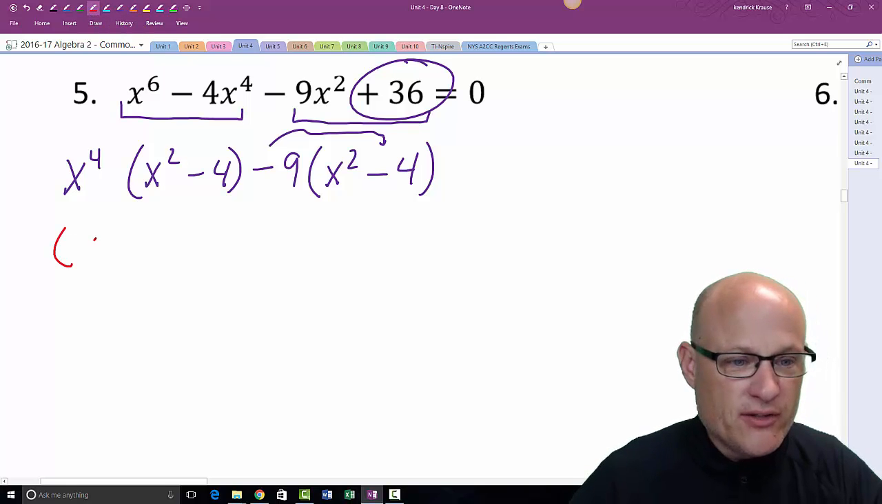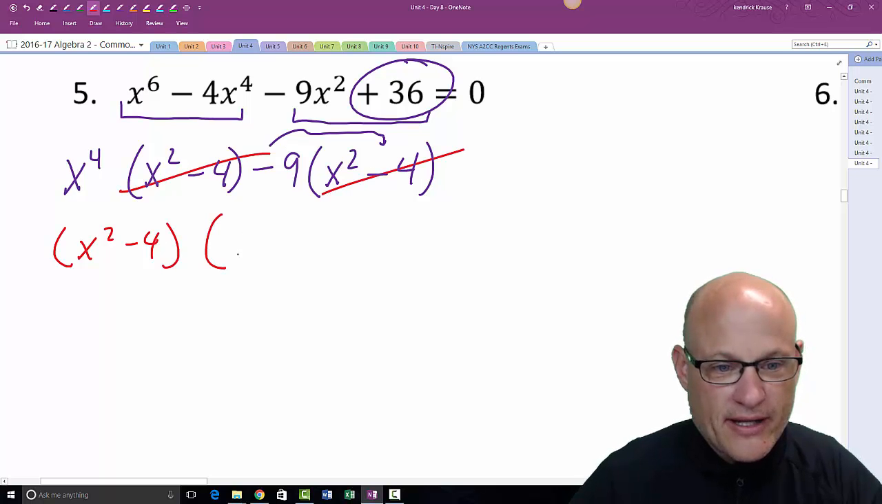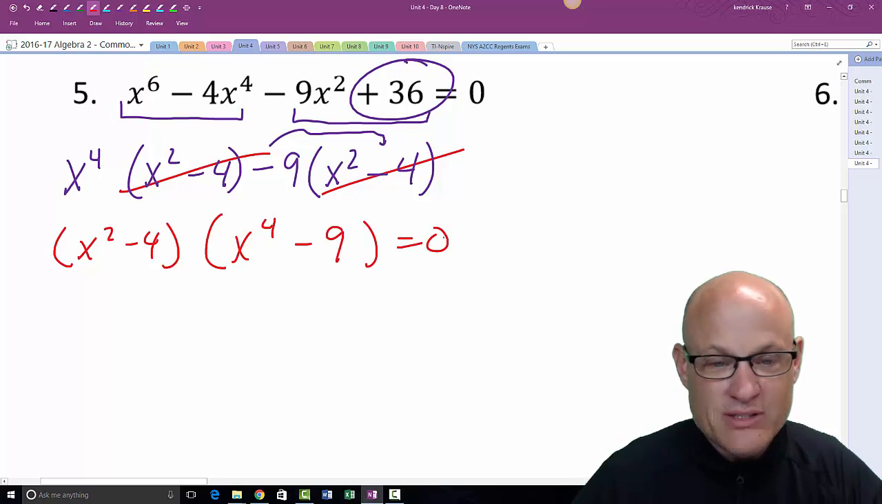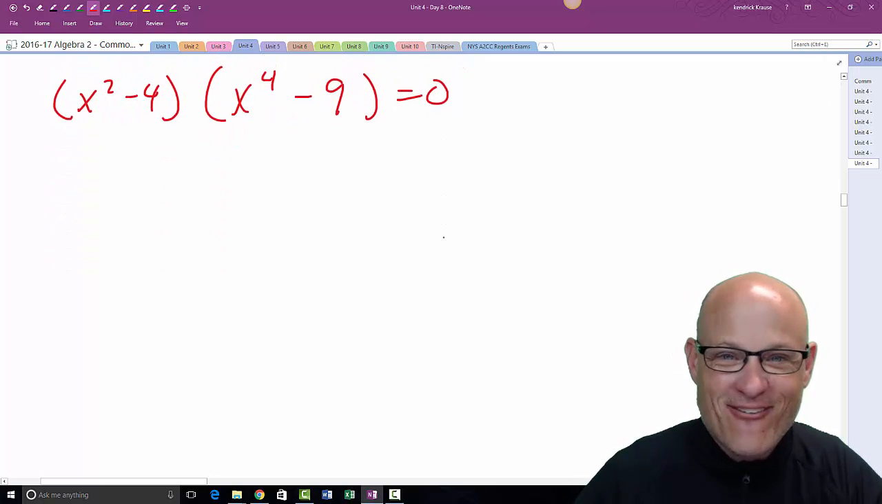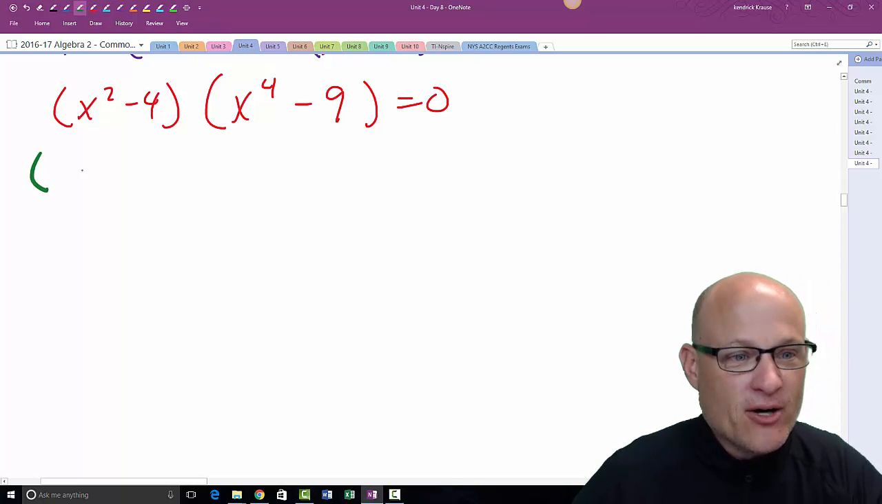First set of parentheses is x squared minus 4. Difference of squares. And whoa, wait a second, what do I got here? X to the 4th minus 9 equals 0. Difference of squares again. Everywhere I see difference of squares. I think I need help. I know I need help.